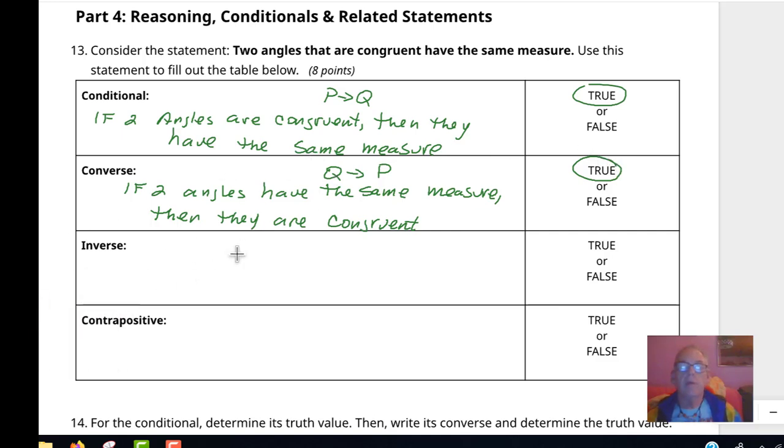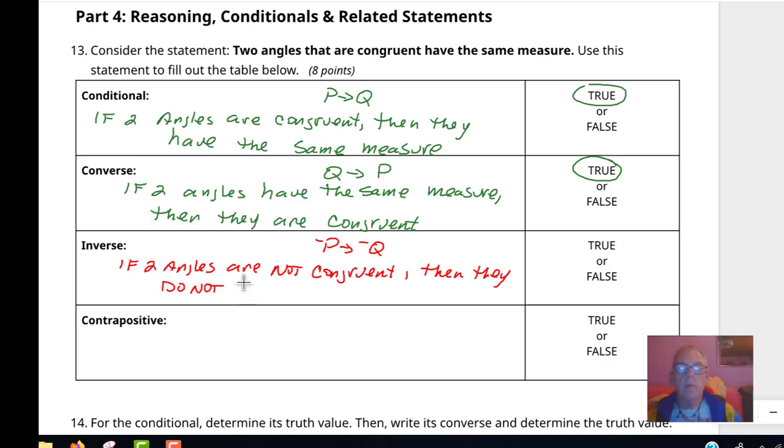Let's do the inverse now. Now the inverse keeps the original order, but adds not. So if not P, then not Q. So if two angles are not congruent, then they do not have the same measure. That's also a true statement.